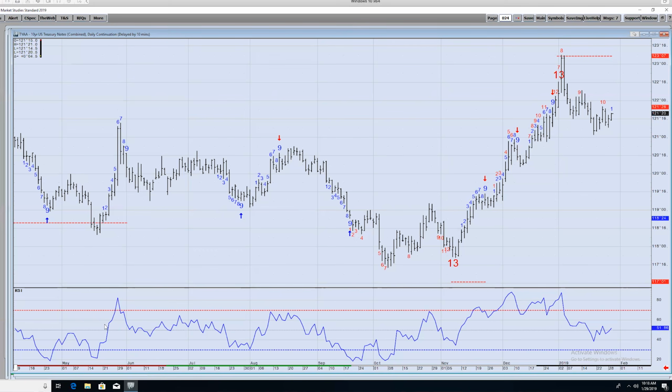It tends to work well like any oscillator in a sideways market. But in a trending market, you could get your rear end handed to you if you sell simply because you got overbought. It may have way more to go.